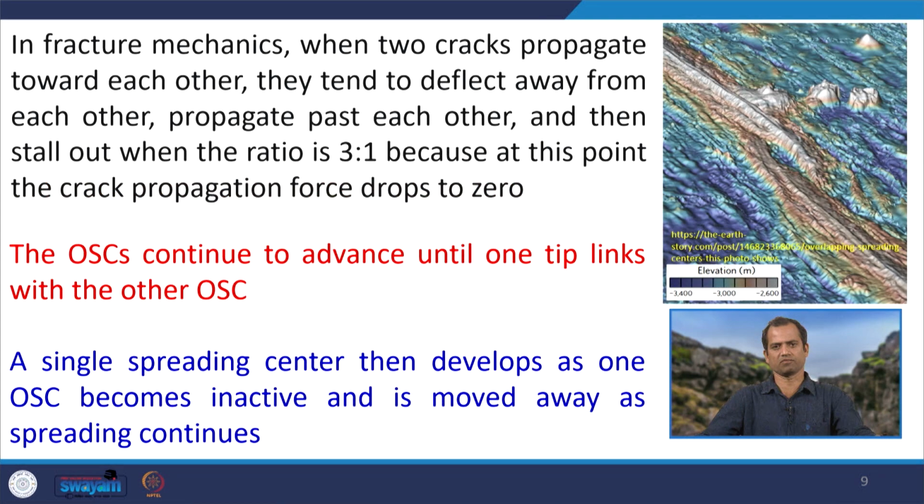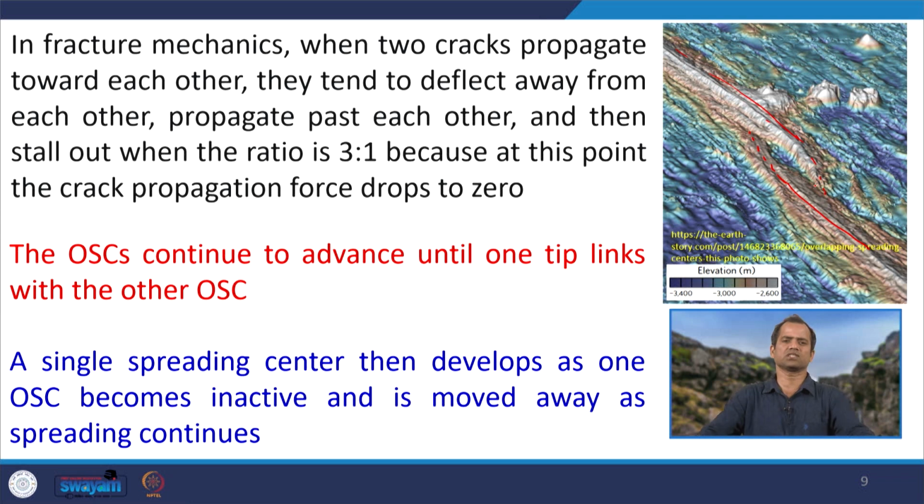In fracture mechanics, when two cracks propagate towards each other, they tend to deflect away from each other, propagate past each other and then stall out, at a ratio of 3:1, because at that point the crack propagation force drops to 0. So, now we have two cracks, one moving this way, another moving this way. So, this is the ratio when it is 3:1. This one is bending in this way and this one is bending this way.